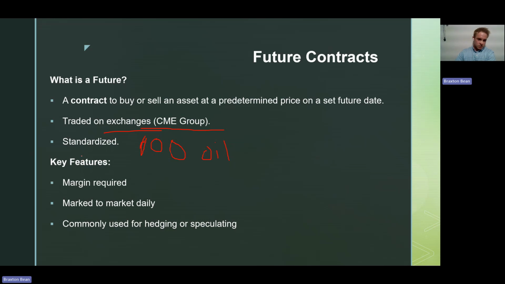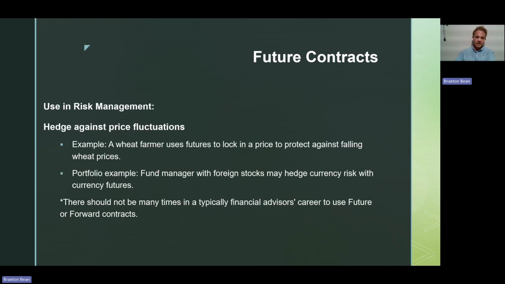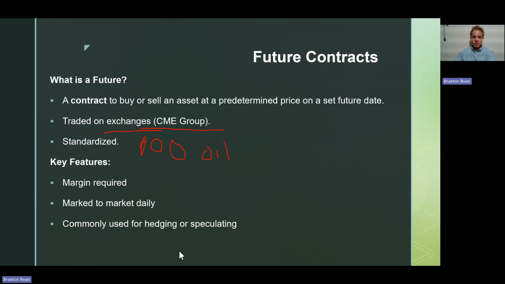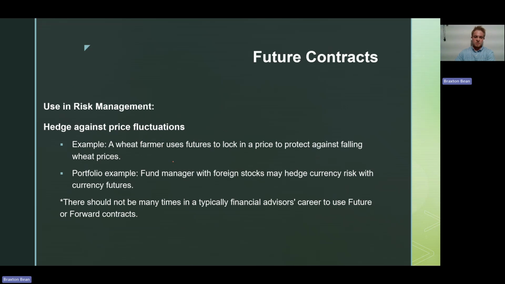Key features: margins required. It's valued daily. Then it's very common for hedging or speculating. They're generally not used for wealth managers, but they are used for massive fund managers that are running hedge funds. They want to hedge either currency risk or some kind of risk by getting a future.